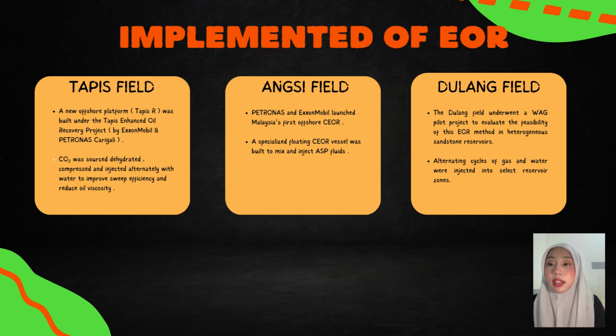CO2 was sourced, dehydrated, compressed, and injected alternately with water to improve sweep efficiency and reduce oil viscosity. To counter declining output, a significant EOR project was initiated, marking Malaysia's first large-scale offshore WAG implementation. So, how is the design detail in Tapis Field?